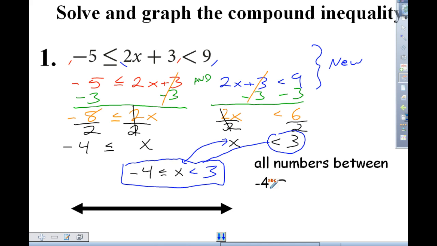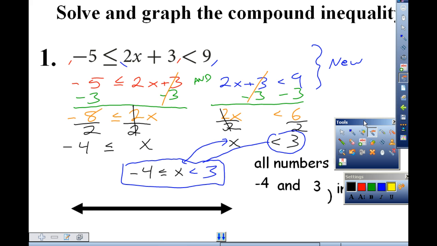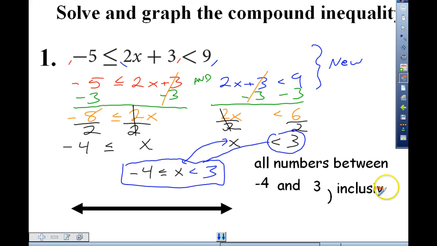So I have to do and 3. Comma. And then I use the word inclusive. Inclusive. It's a lazy sentence, just kind of drifts off. So all numbers between -4 and 3 inclusive. So it means it includes, oh sorry, negative 4. That's right. Includes negative 4.